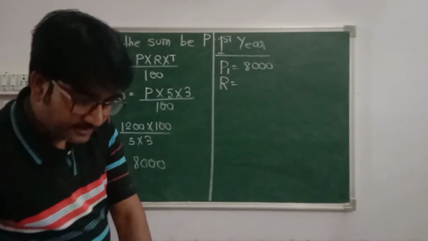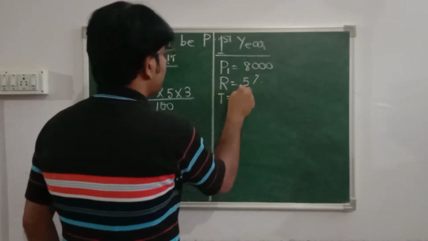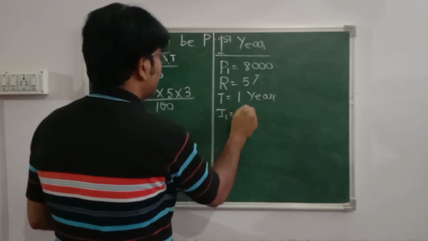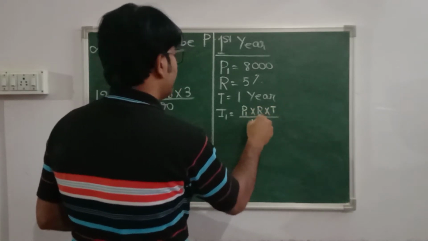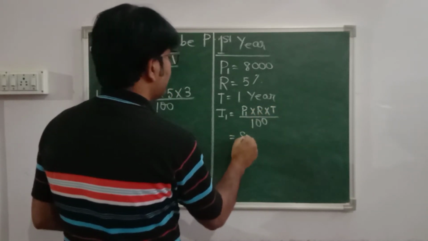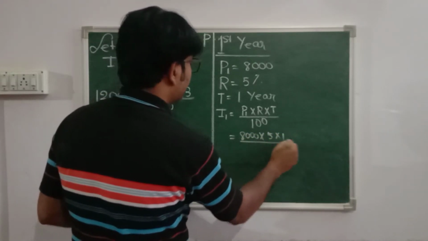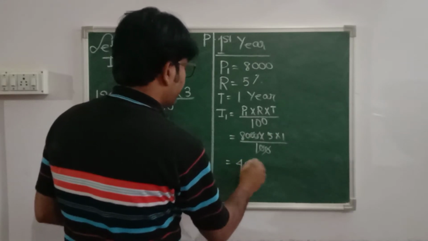Rate is given at the same rate, that is 5%. T is 1 year. So what is I1? That is P1 into R into T divided by 100. So P1 is 8000, rate is 5, time is 1, by 100. If it cancels, it comes to 400.